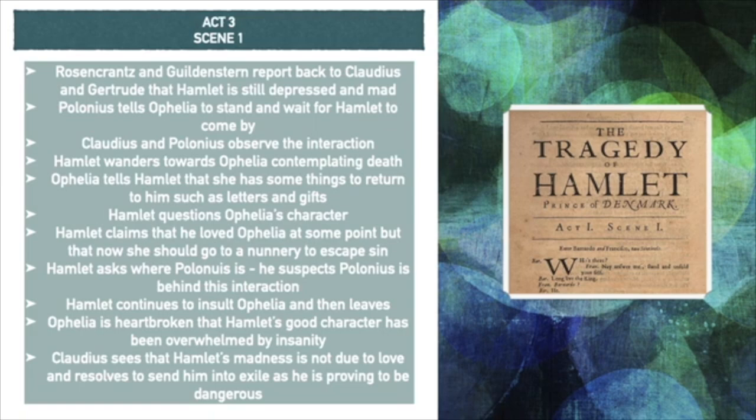Act 3, Scene 1. Rosencrantz and Guildenstern report back to Claudius and Gertrude that Hamlet is still depressed and mad and they can't figure out why. Polonius tells Ophelia to stand and wait for Hamlet to come by. So Rosencrantz and Guildenstern don't have an answer for Claudius, and so then Claudius circles back to Polonius's idea. Polonius's idea is that Hamlet's madness is due to him being in love with his daughter Ophelia, so he and Claudius hide behind a tapestry and observe the interaction between Hamlet and Ophelia. Hamlet wanders towards Ophelia, contemplating death.